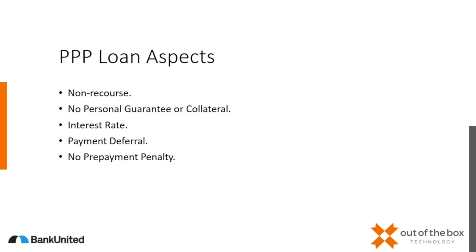The interest rate, this is interesting because when they first wrote it, they said the interest rate was going to be 4%. US Treasury came back and said, no, it's going to be 0.5%. And then they all landed on 1%. So the interest rate is 1%.